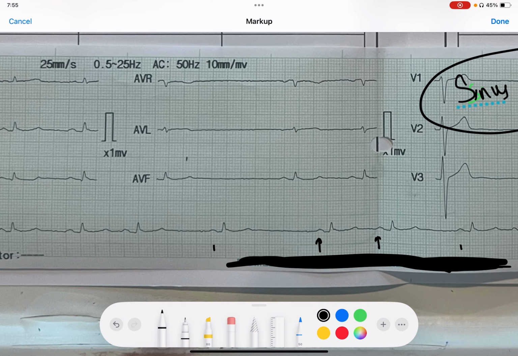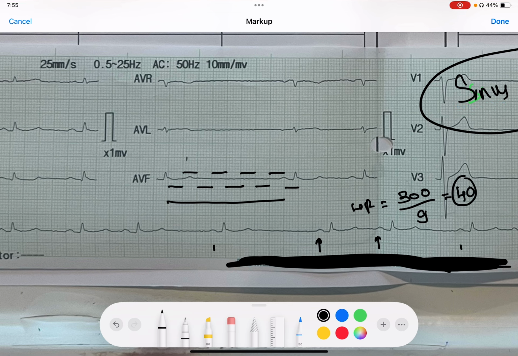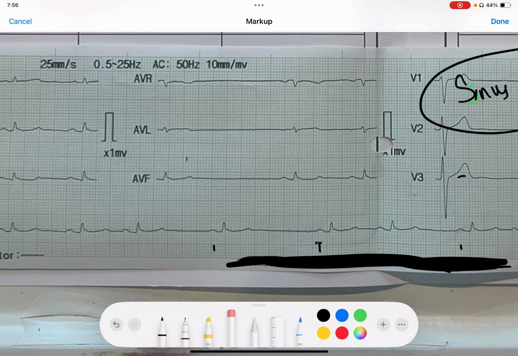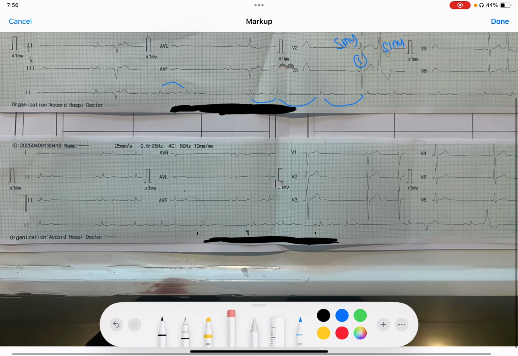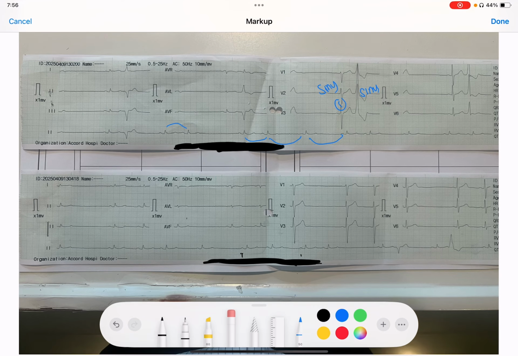Okay, but now if you see here, how do you calculate the heart rate? It's very simple. It is 300 divided by the total number of large squares. So this is one large square, 2, 3, 4, 5, 6, 7, 8, and 9, means 9. So it is almost around 40 or 35. Sinus arrhythmia won't give this much of bradycardia. Heart rate usually does not go below 50 if it is purely sinus arrhythmia. So there must be some pathological problem.